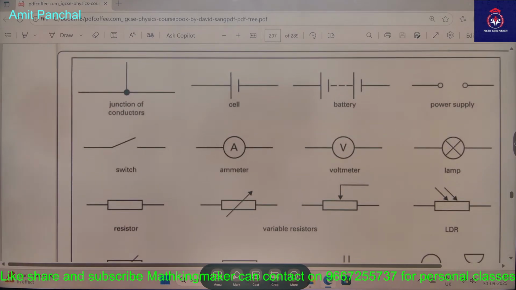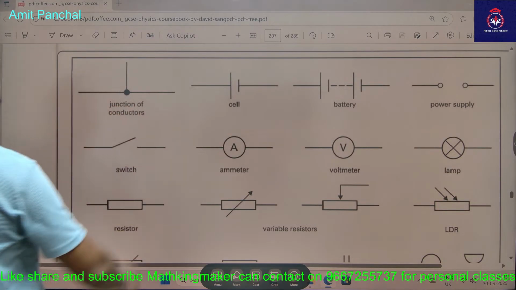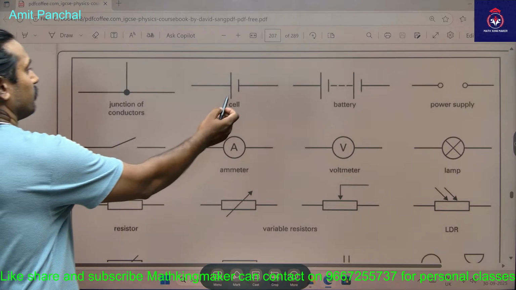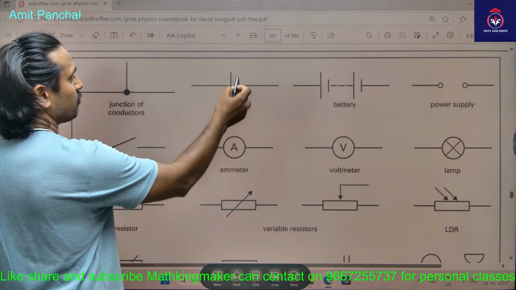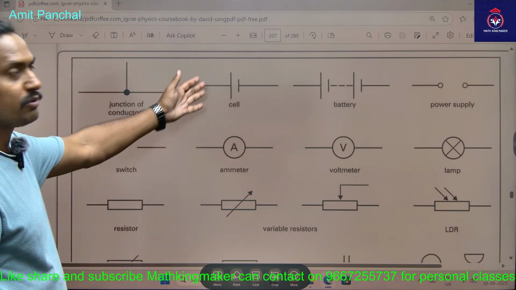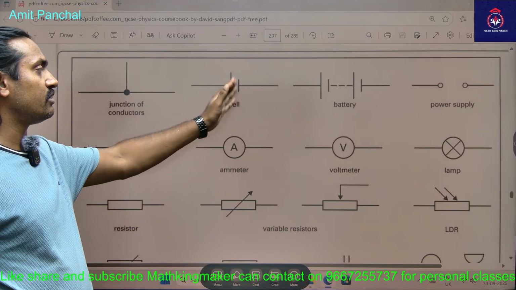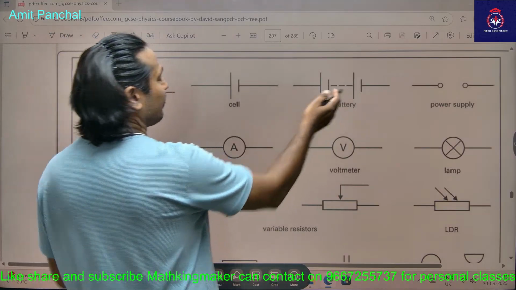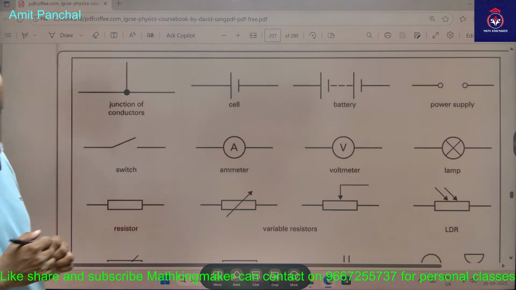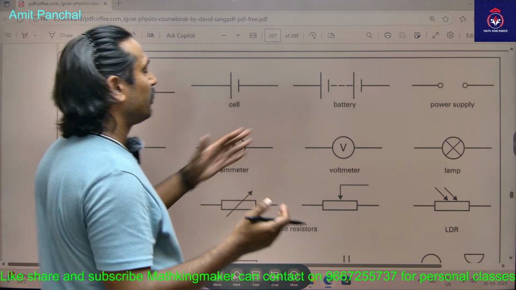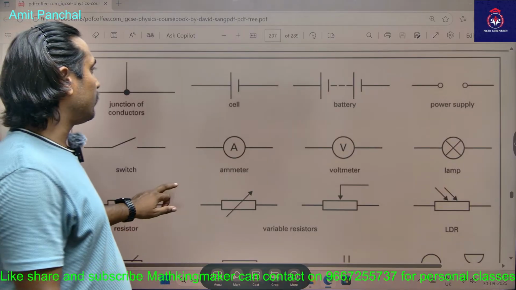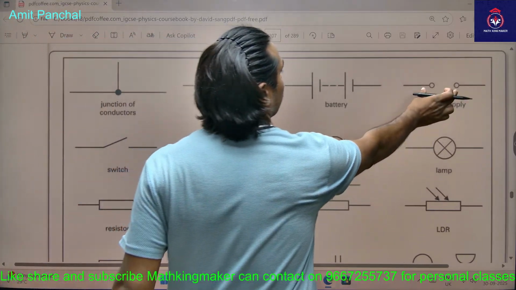Okay, so these are some notations. Wherever you find this type of notation, that is a junction of conductors. This one is a cell. This plate is bigger, this plate is smaller. The bigger plate is said to be the positive terminal and the smaller one is said to be the negative terminal. And a battery is a combination of cells. If you combine two or more cells, then it becomes a battery.